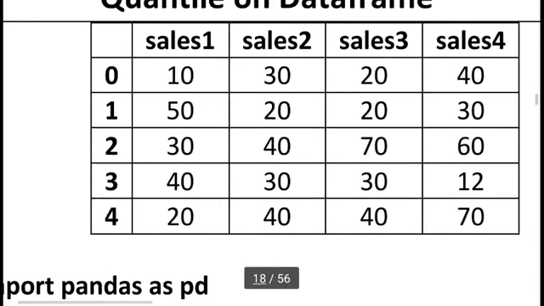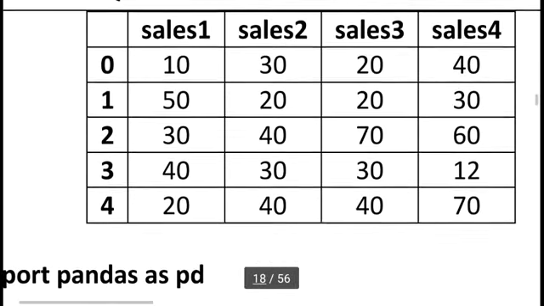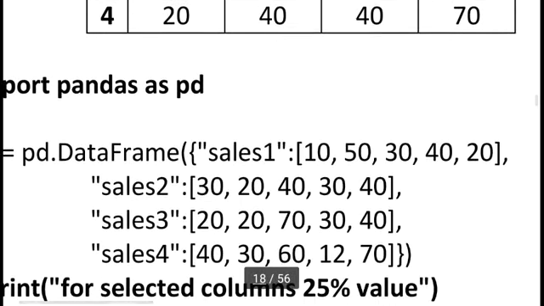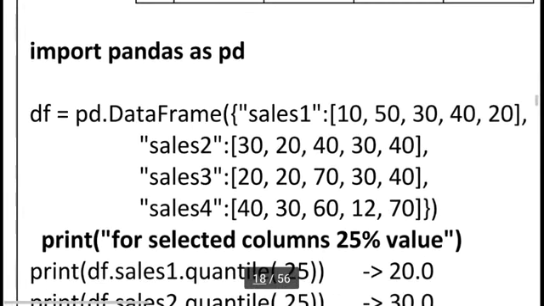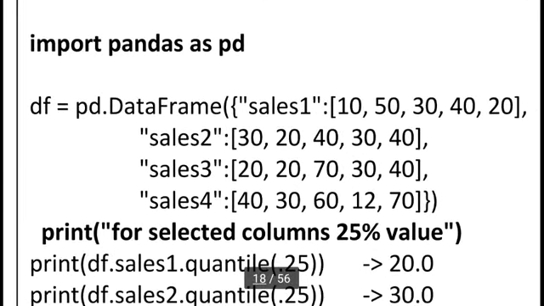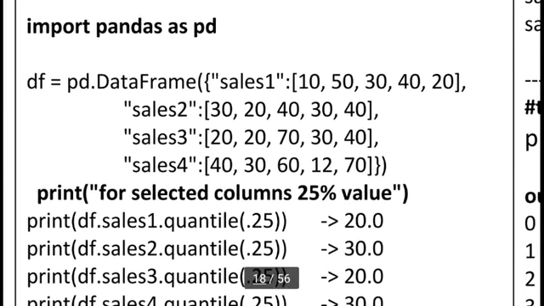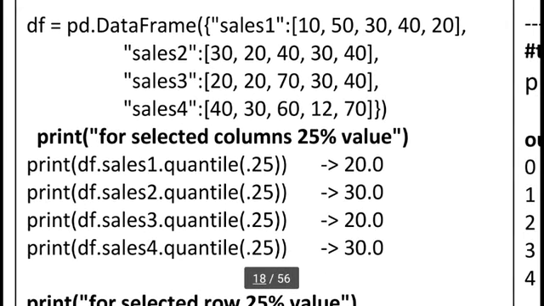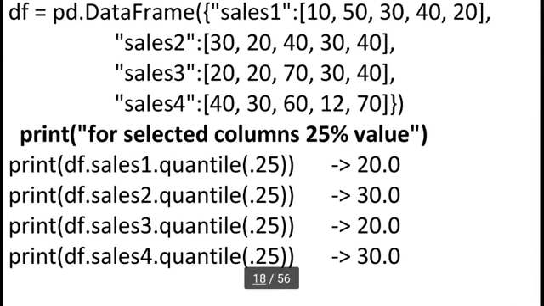And this is our sales 3: you can see 20, 20, 70, 30 and 40. The last column is sales 4: 40, 30, 60, 20 and 70. So this above table we have already stored in our df variable, and the purpose is to use the quantile method. The simple thing first: for a selected column I want to show the 25% value.